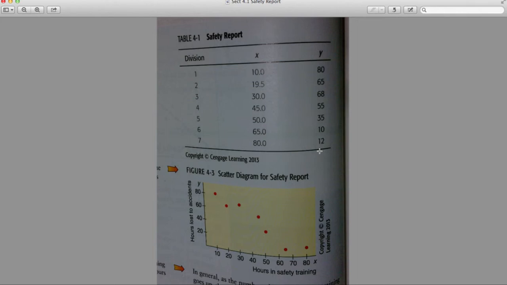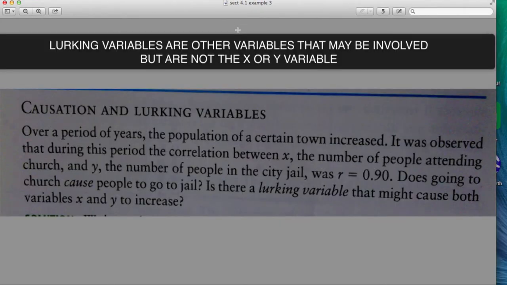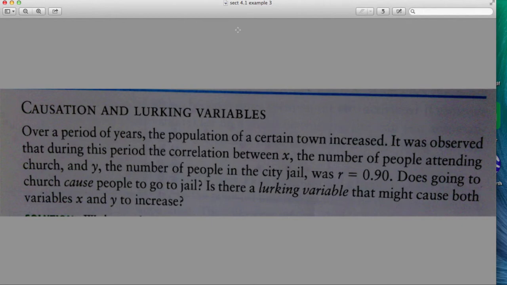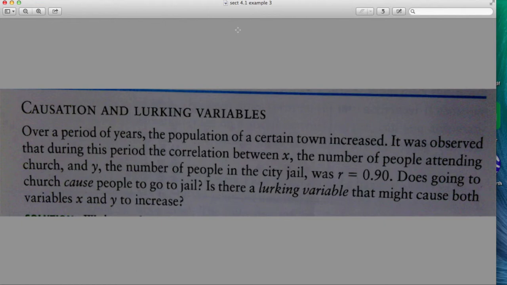to industry-related accidents. Let's talk about lurking variables. These are neither the X or the Y variables, which means they are not the explanatory or the response variable, but they may be responsible for the changes seen in both X and Y when you plot them on a scatter diagram. So example 3 on page 143, 144, which is right here, explains it quite well.